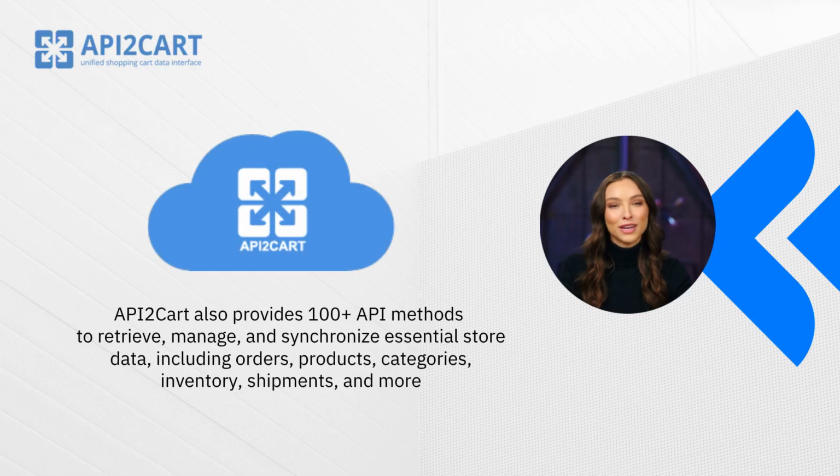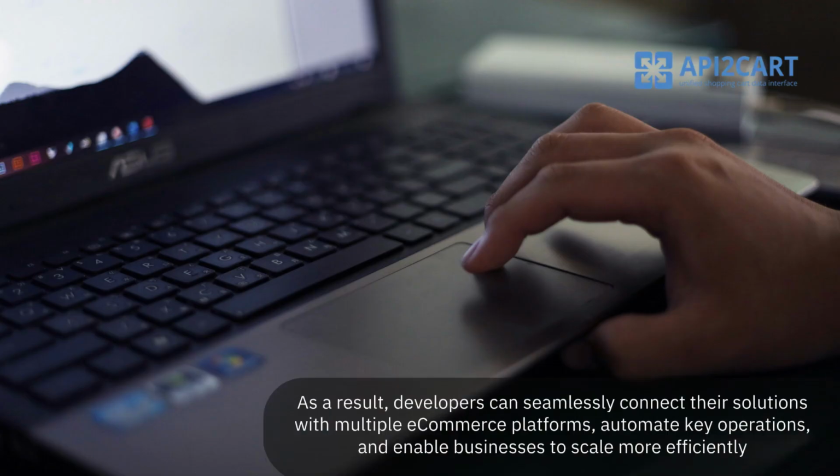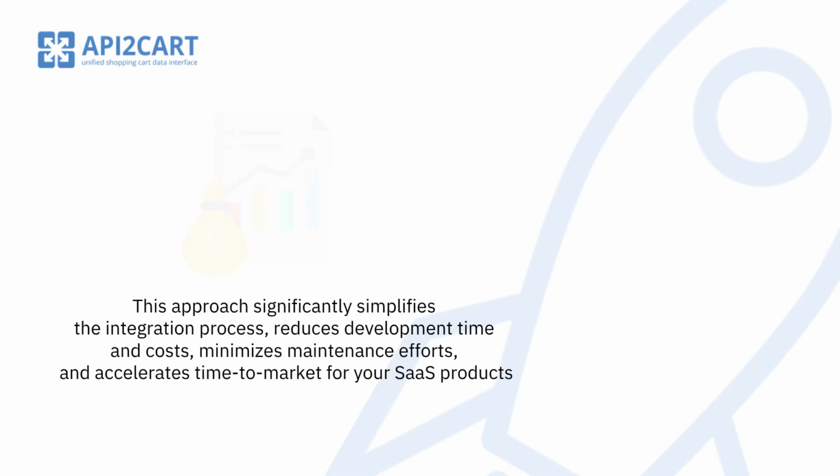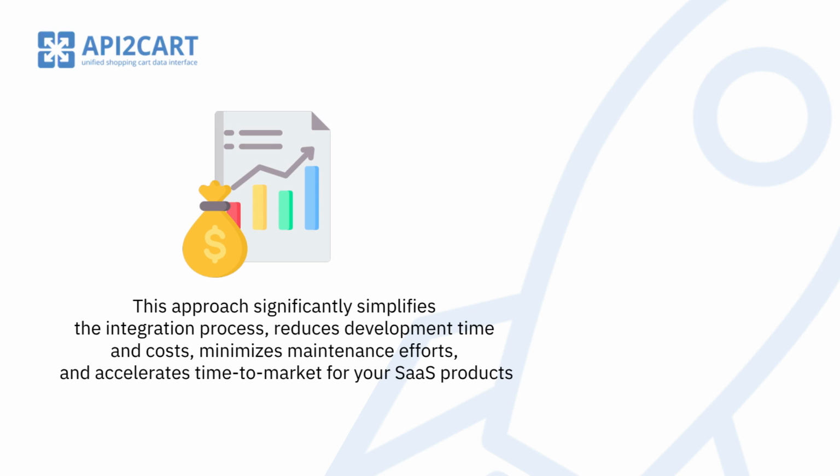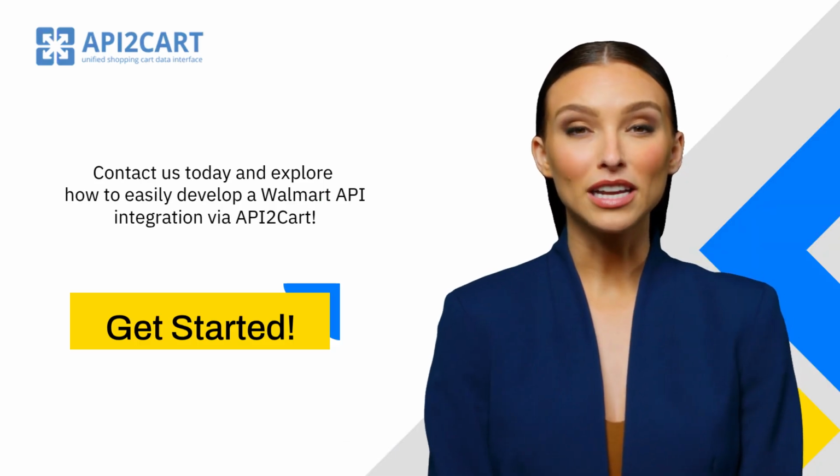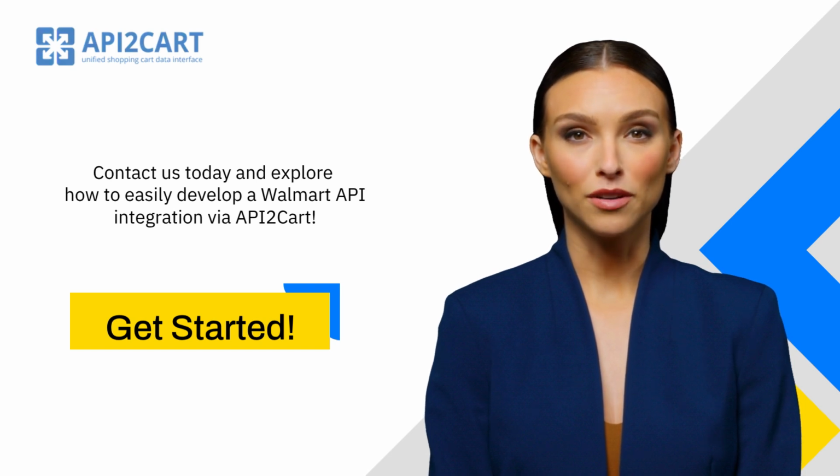API2Cart also provides 100+ API methods to retrieve, manage, and synchronize essential store data, including orders, products, categories, inventory, shipments, and more. As a result, developers can seamlessly connect their solutions with multiple e-commerce platforms, automate key operations, and enable businesses to scale more efficiently. This approach significantly simplifies the integration process, reduces development time and costs, minimizes maintenance efforts, and accelerates time to market for your SaaS products.